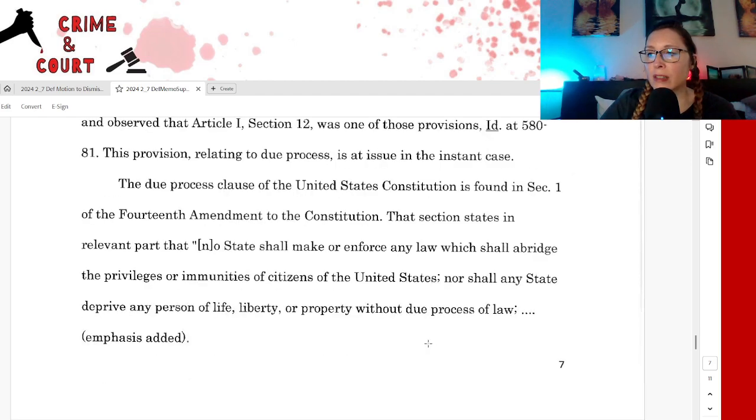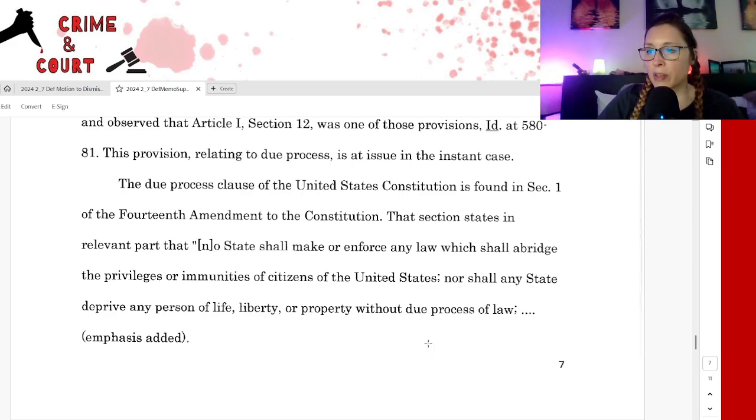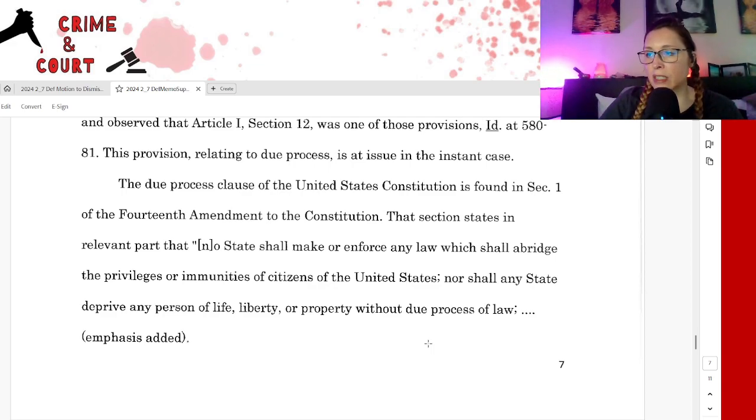The Due Process Clause of the United States Constitution is found in Section 1 of the 14th Amendment to the Constitution. That section states in relevant part that no state shall make or enforce any law which shall abridge the privileges or immunities of citizens in the United States, nor shall any state deprive any person of life, liberty, or property without due process of the law.